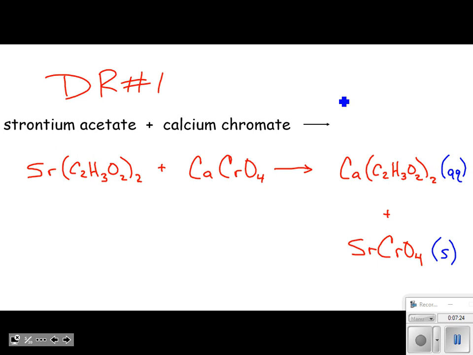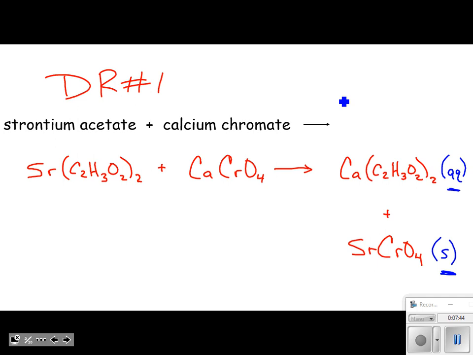Now, if I don't put aqueous, and I don't put solid on these double replacement number ones, you're going to miss points. They are required. You have to state which one is aqueous and which one is a solid.